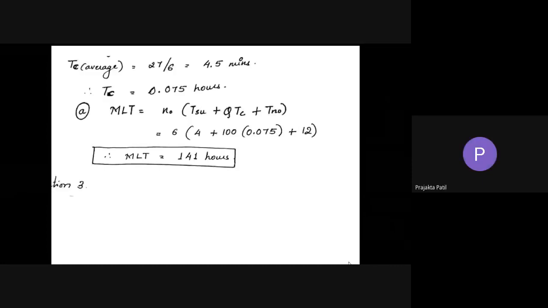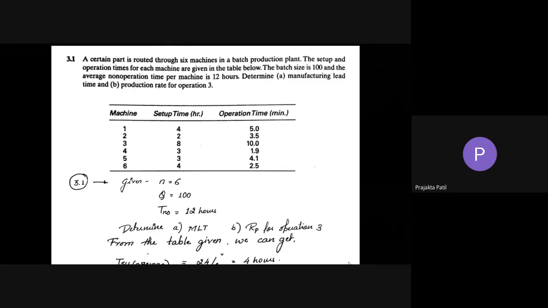Okay, now let us find what is the production rate for operation 3. Now we know what is production rate. It is number of hours that is required for one part to be produced. Now they are asking you in specific with respect to the third operation, that is on the third machine, how many parts will be produced in an hour. Okay, so if you refer back to this here, this is the third operation. Machine number 3, setup time is 8 hours and operation time is 10 minutes.